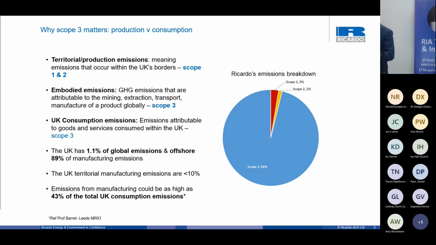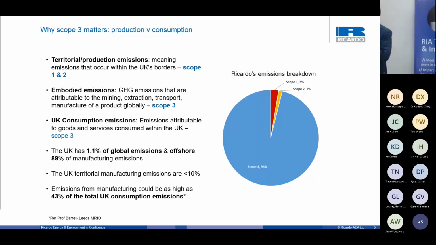If you come back down to the UK level, we have the UK consumption emissions, and these are the emissions from the consumption of the goods and materials that we use within the UK. So if we import a train, a car, a television, it's all of those embodied emissions associated with those products. And if we look at the UK as a whole, we're roughly 1.1% of global greenhouse gas emissions, which for a small country like the UK is relatively high. But if you look at the manufacturing emissions within the UK, we are offshoring nearly 90% of those emissions.